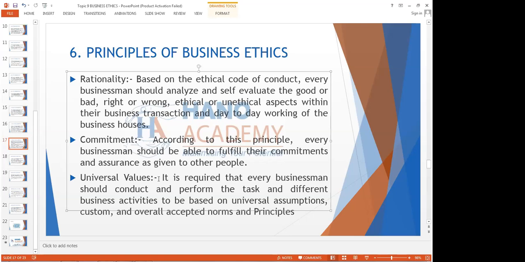We have also another concept which is called universal values. Every businessman should conduct and perform the tasks and the different business activities based on universal assumptions, customs, and overall accepted norms and principles. So these values, also called customs, norms, and principles, universal assumptions, should be taken into consideration when carrying out business activities in a society. So you need to conduct the business based on the norms, values, universal assumptions, customs, accepted principles, etc.